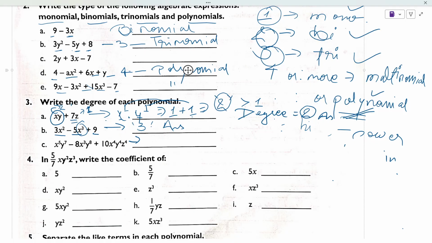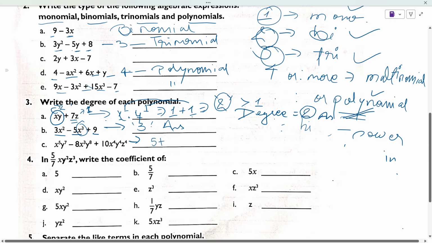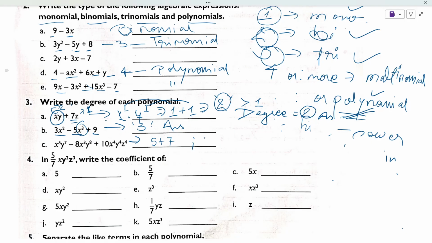So the first term is x power 5, y power 7. If we add the powers of the first term, 5 plus 7 is there. Likewise, in the second term, x has power 3 and y has power 8, so 3 plus 8 is there. And in the last term, x power 4, y power 4 and z power 4 as well. Now if we sum up, 7 plus 5 is 12, 3 plus 8 is 11, and 4 plus 4 plus 4 is again 12.